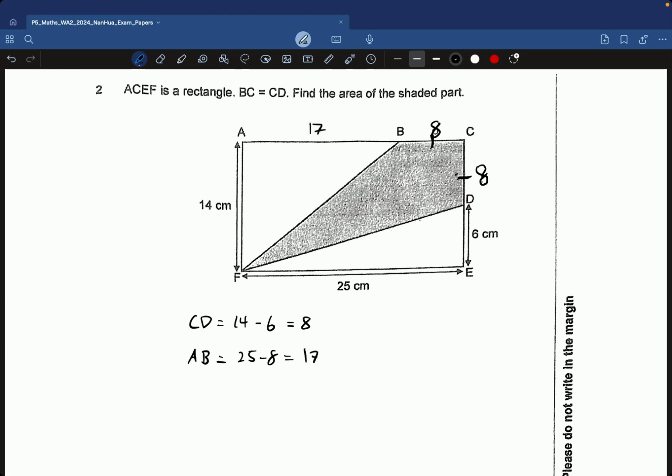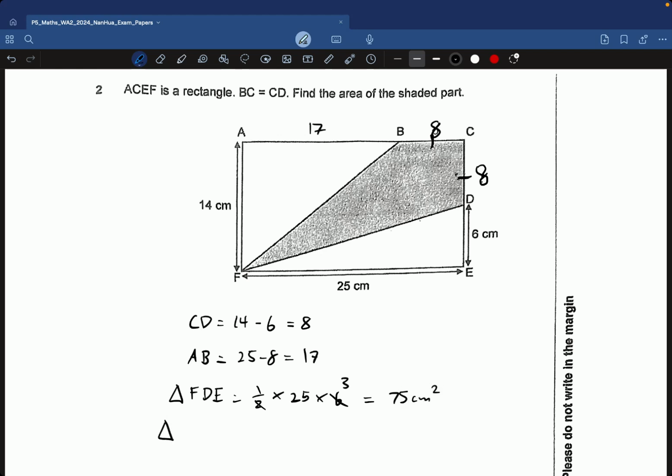Why do we want to get this length? If we take the whole rectangle minus this triangle minus this triangle, then we get this shaded part. First let's get the area of the triangle F, D, and E, which is this one. This is pretty straightforward. It is half times base 25 times height, which is 6. We can cancel the 2 with 6 to get 3. This will be 75 centimeters square.